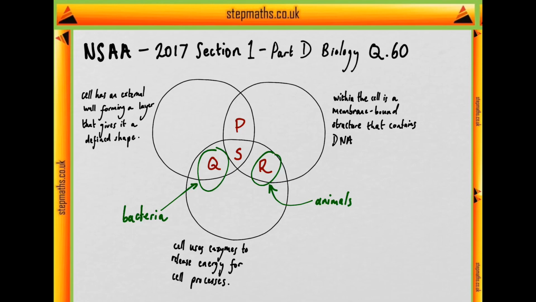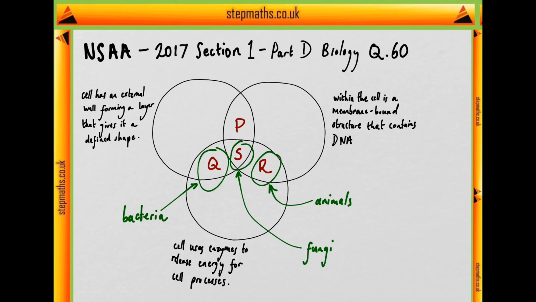which is what animals are. Another eukaryotic organism is yeast, which is a form of fungi, and it has got enzymes since it carries out glycolysis. It also has a cell wall, and it also has a membrane-bound nucleus and other membrane-bound structures since it's eukaryotic. So we can say that S is our answer for fungi.